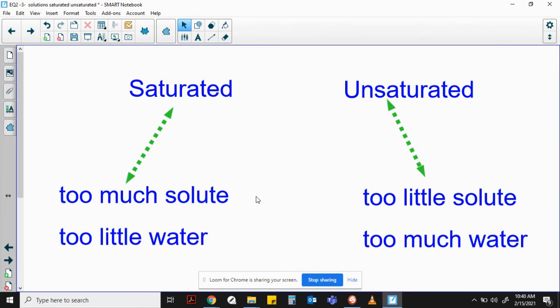Okay, so when we're looking at saturated versus unsaturated, if something's saturated, we have too much solute or too little water. So we have too much of what's gone in, or what that solid is. If we are unsaturated, it's too little solute or we have too much water. Again, write this down. It's blue. You should know by now.